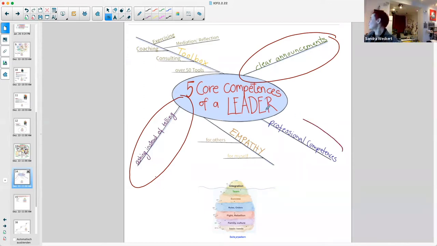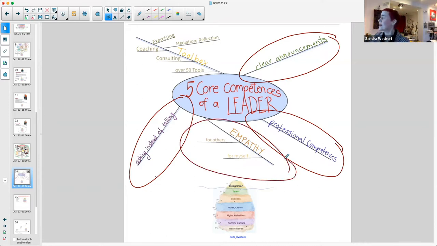You have to have professional competencies, because you have to know something about the field of business where you are in. And you have the fourth core competence, empathy. You have to be able to have empathy for yourself and for the others.